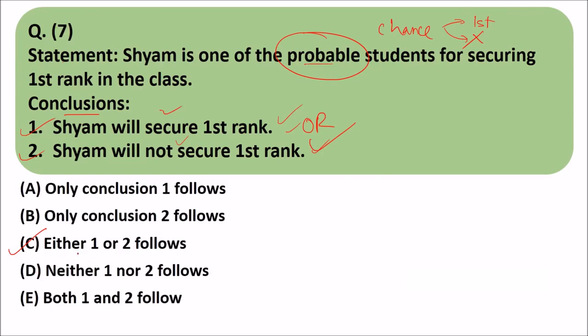There is a difference between either 1 or 2 follows and both 1 and 2 follows. Here both has to be true, both will happen. In this case both will not happen. And in option C it is either 1 will happen or 2 will happen.